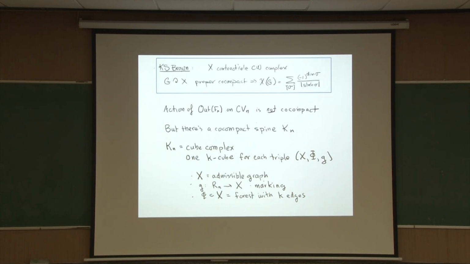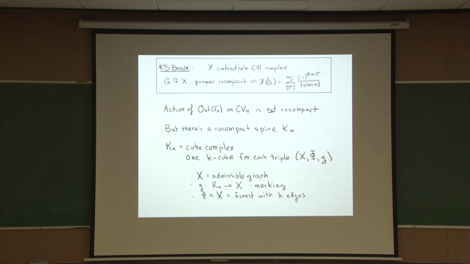So unfortunately, the action of Out(Fn) on outer space is not co-compact, but there is a co-compact spine. Points in outer space are pairs consisting of a graph and a marking, but this spine happens to be a cube complex. And there's one k-cube for each triple (x, g, phi), so I've added phi to my notation. Here x is an admissible graph, g is a marking, and phi is a forest with k edges.